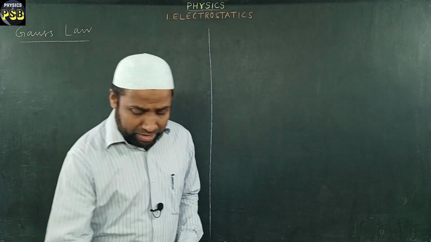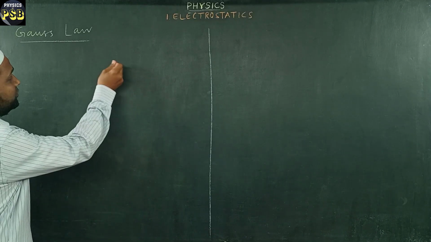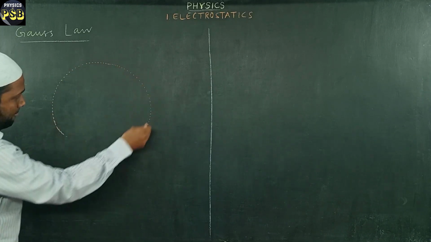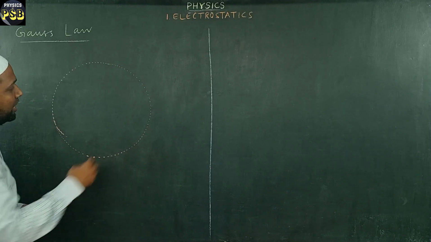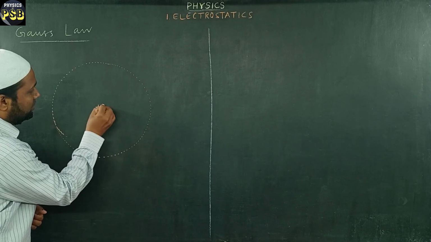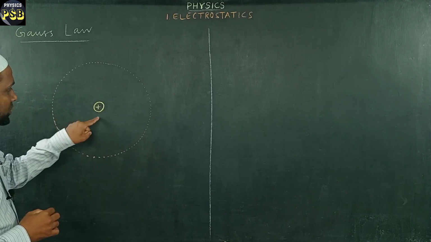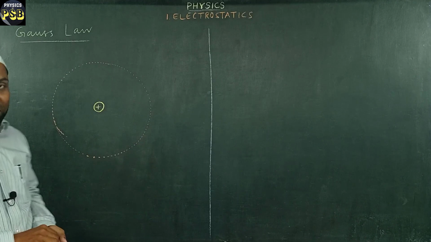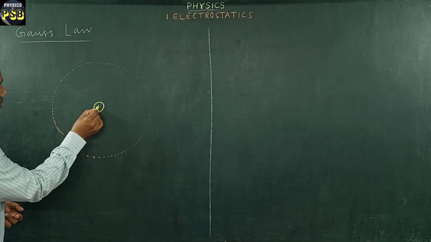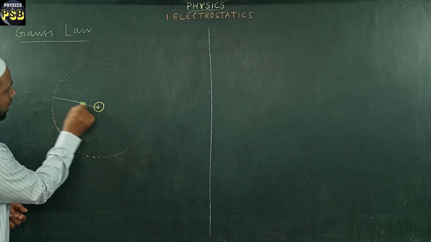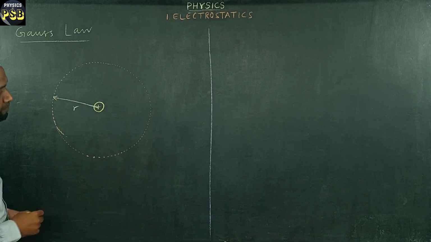To do so, I consider a sphere which encloses a charge. I consider this one as a positive charge which is enclosed by this sphere of radius r. Here the radius is r.